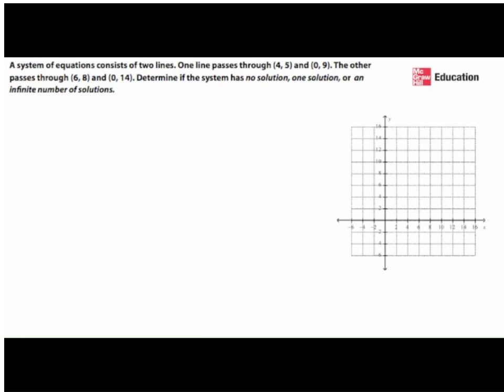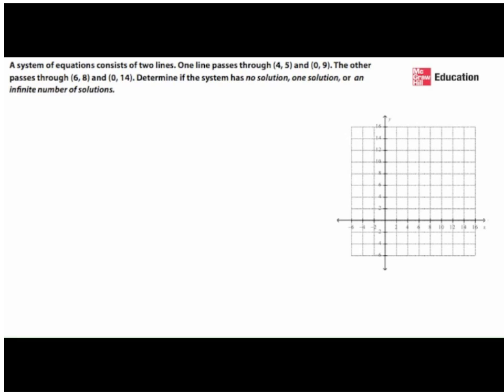A system of equations consists of two lines. One line passes through 4, 5 and 0, 9. The other passes through 6, 8 and 0, 14. Determine if the system has no solution, one solution, or an infinite number of solutions. To compare the lines, we can first write the equation of each line in slope-intercept form.